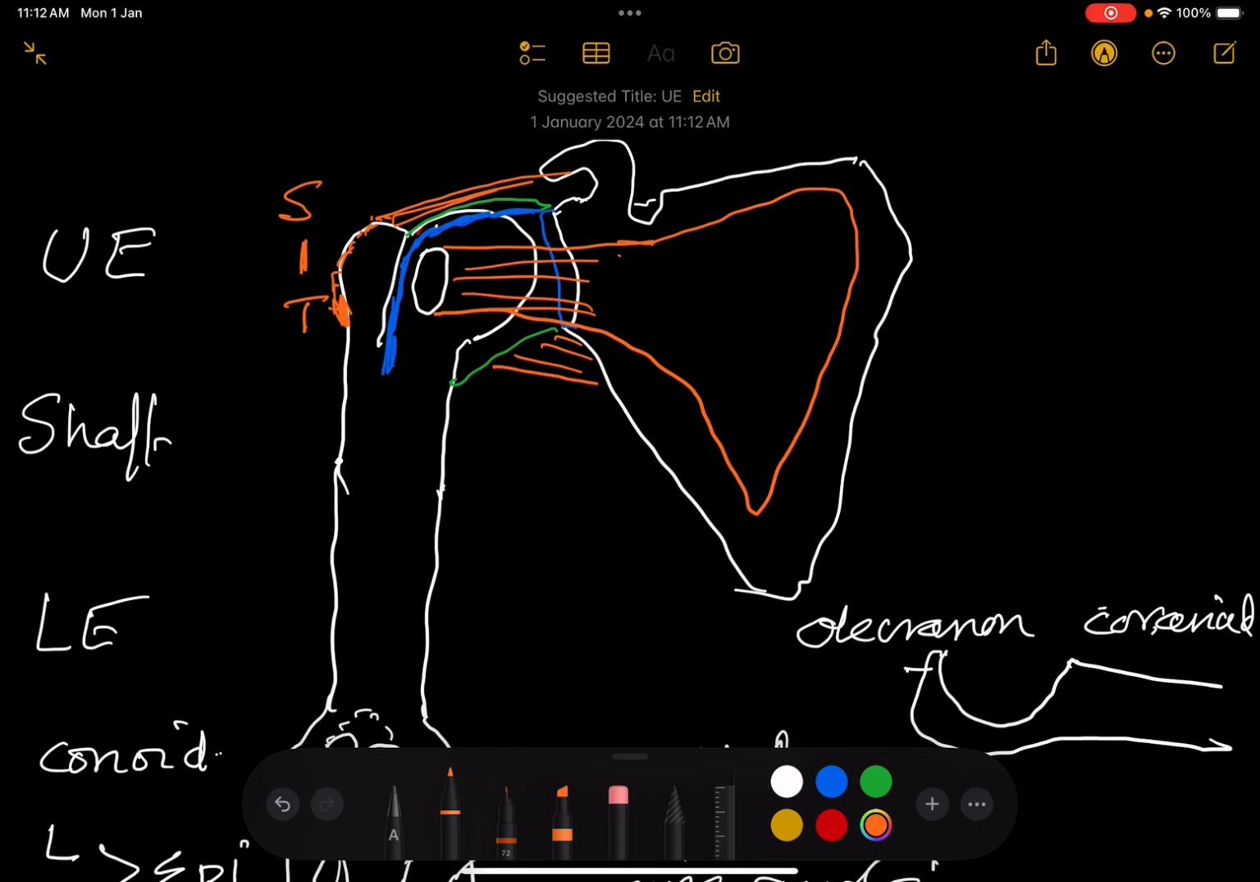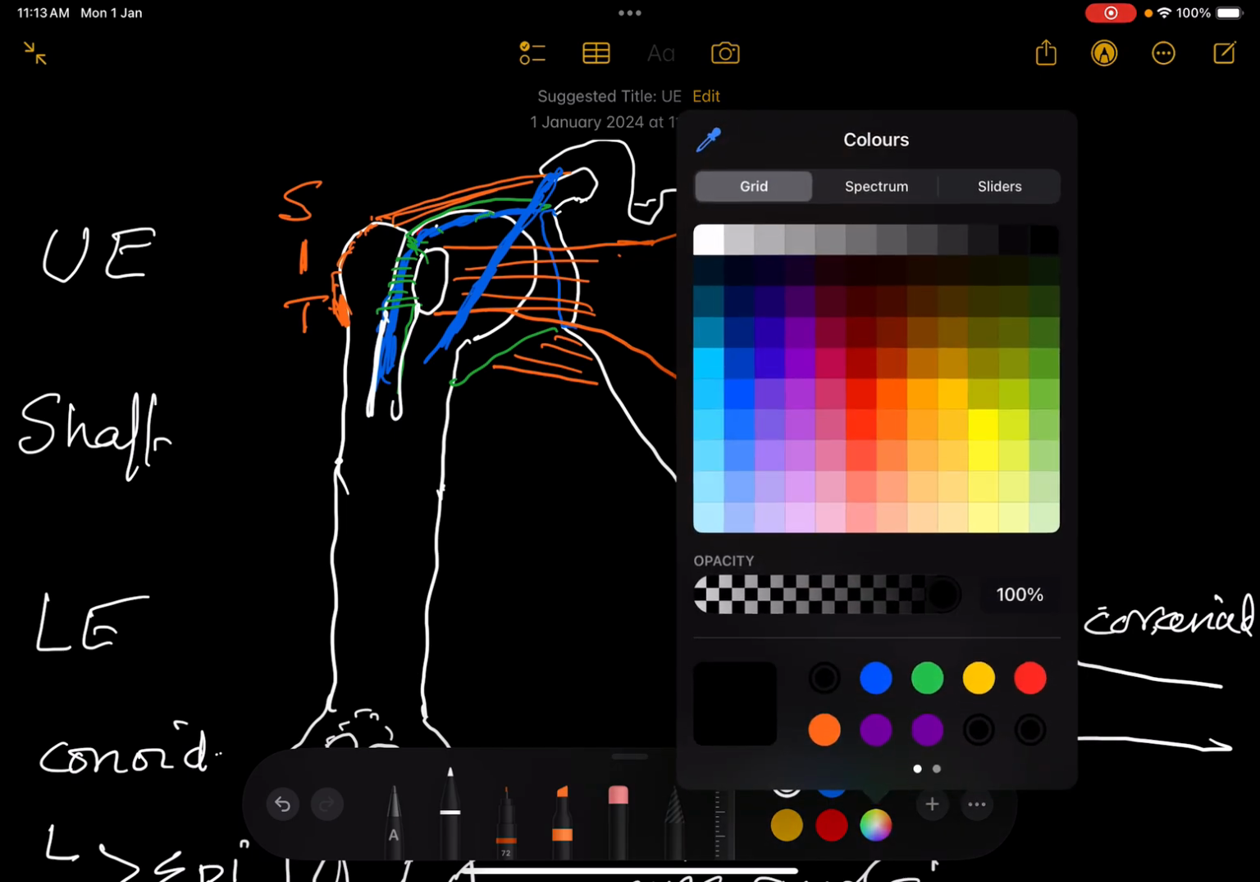The short head of the biceps coming from the coracoid. The long head coming from the supraglenoid tubercle, plastered in the bicipital groove by the extension of the capsule, which is the bicipital ligament, and the bicipital groove giving attachment to the lady between two majors.